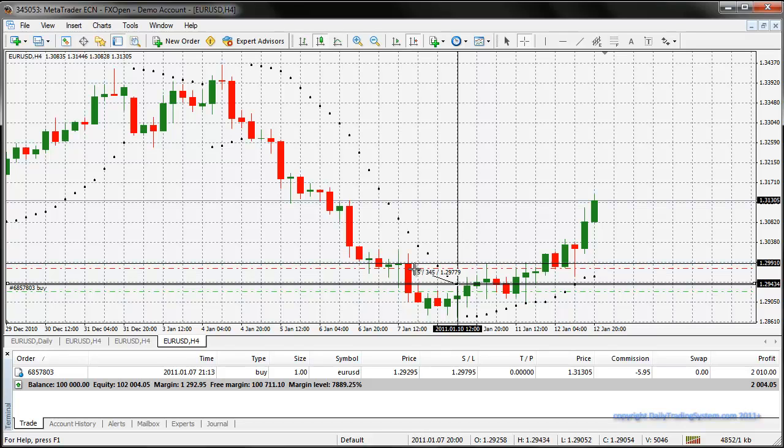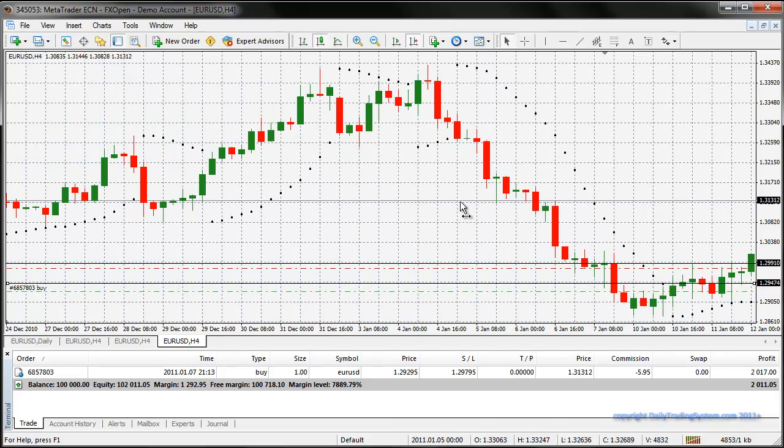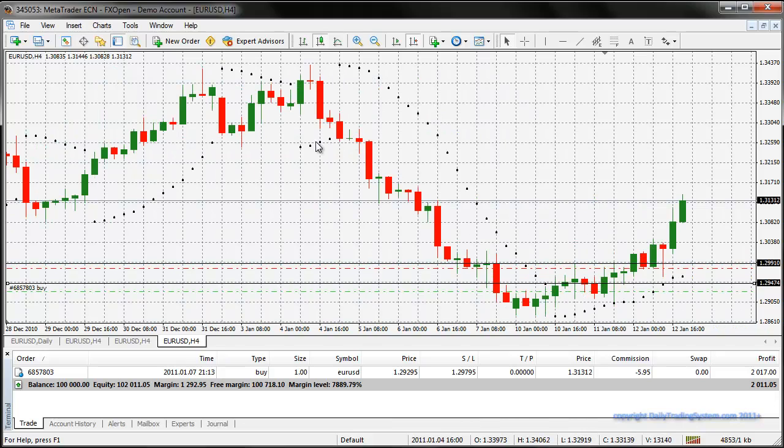and that one's very close. So I would probably be a little bit cautious there. I might wait for another break around about here. Let's go back. Another one here is another one for a short trade, because the dots are below, and then there it goes, it breaks and falls.